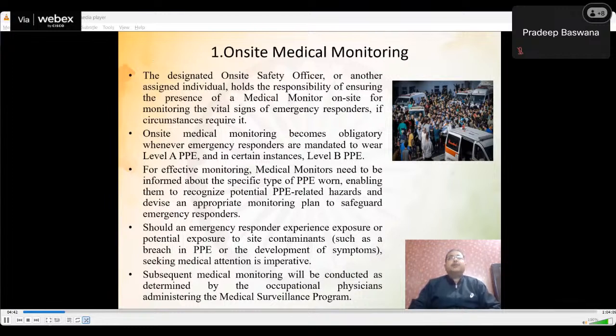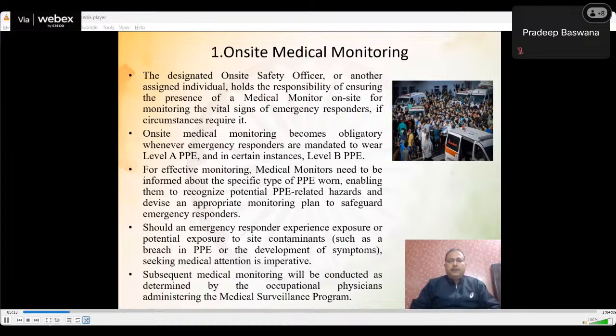So he should be the person who is responsible to understand any type of medical emergency that can actually come into picture. On-site medical monitoring becomes obligatory whenever emergency responders are mandated to wear a level A or level B PPE. We will discuss later on about the level A and level B PPEs and some more PPEs. But yes, it is obligatory whenever emergency responders are going on, because the life of responders is as precious as the life of any other person in the world. So we have to focus upon this particular part.